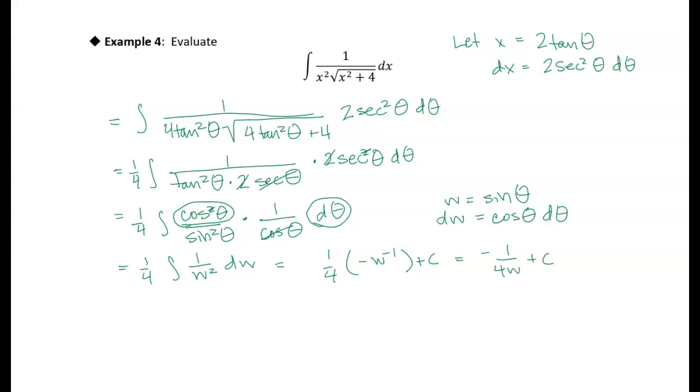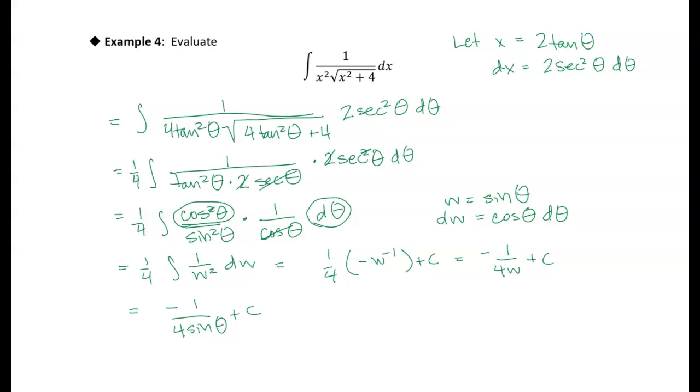All right, so now let's go back to theta. I know that w is sine theta, so this becomes minus 1 over 4 sine of theta plus c. Okay, so I have my integral in terms of theta. I'm getting close.